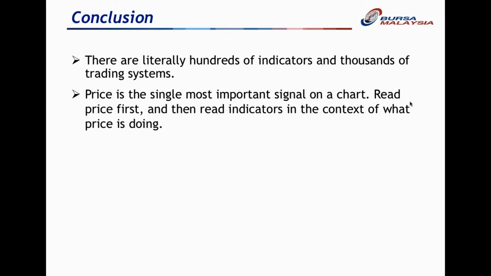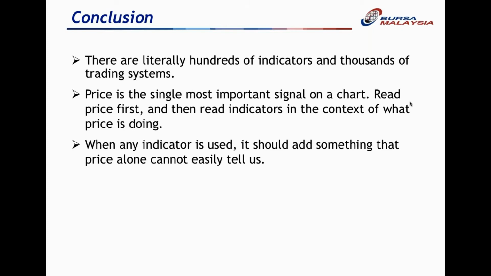So to me, I always draw the support and resistance, I see the candlestick pattern, and if I need indicators, I will enable them to help me see whether this is oversold or overbought, and whether the momentum has changed. So to me, price is the single most important signal. After price, I only read indicators in the context of what the price is doing. That is my personal preference. When any indicator is used, it should add something that the price alone cannot easily tell us. So that's the conclusion.